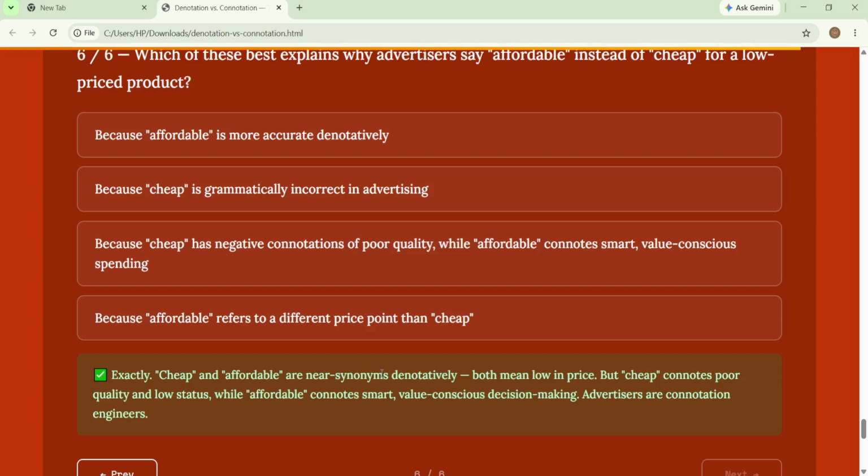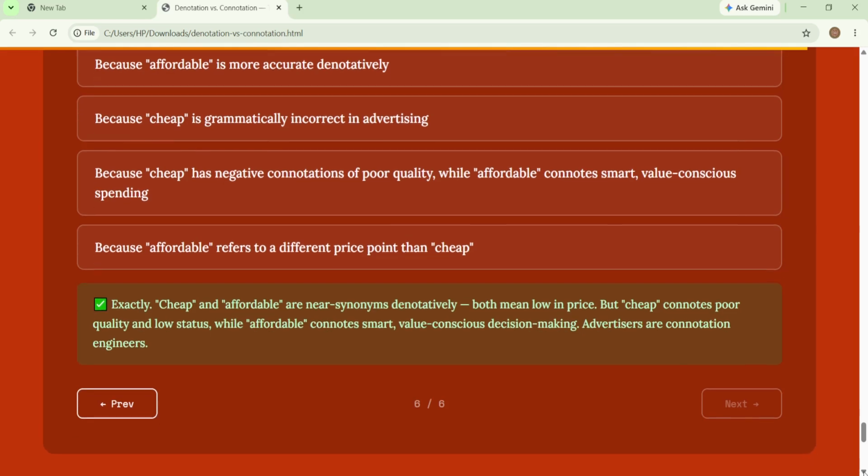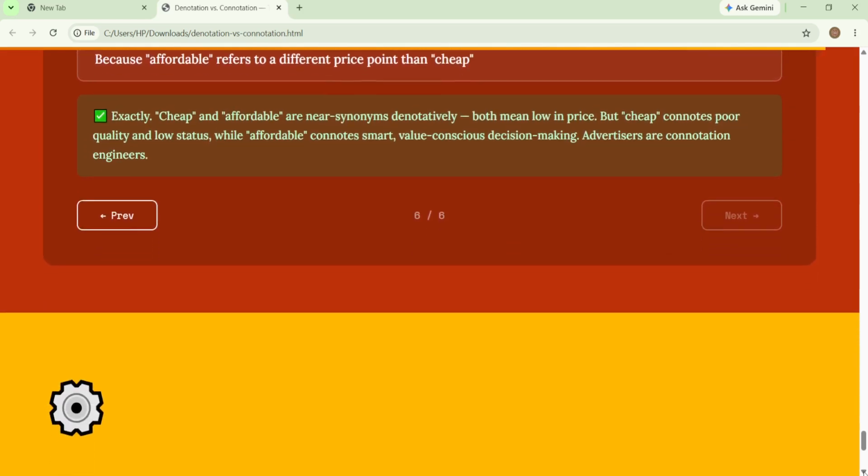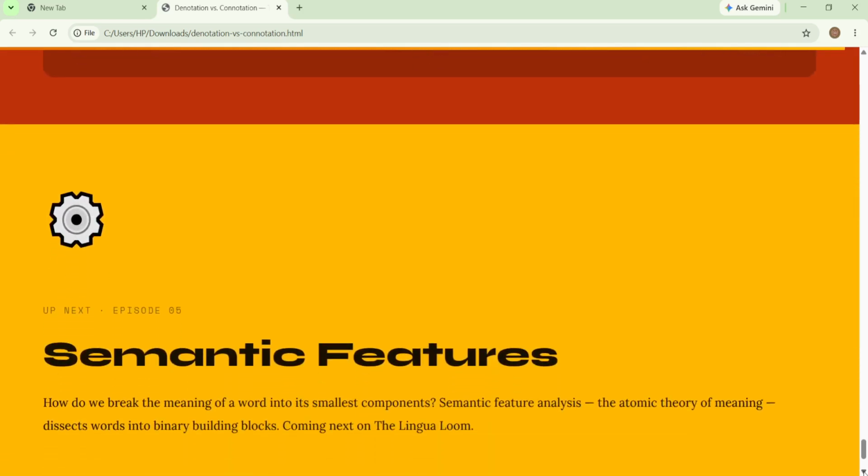Exactly. So cheap and affordable are nearly synonyms. Denotatively, both mean low in price, but cheap connotes poor quality and low status, while affordable connotes smart, value-conscious decision-making. Advertisers are connotation engineers. So these are the 6 MCQs, very easy for preparation. And look at the lecture.